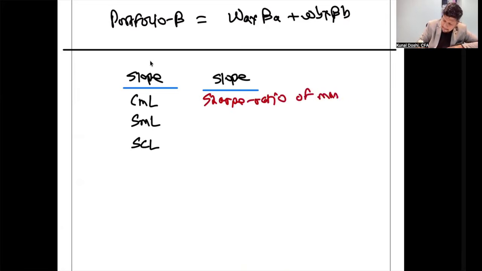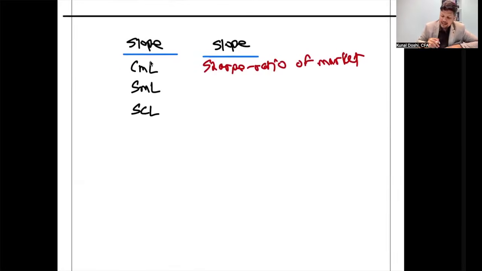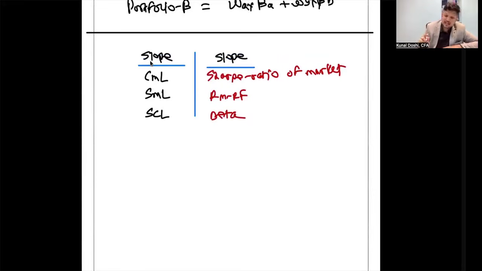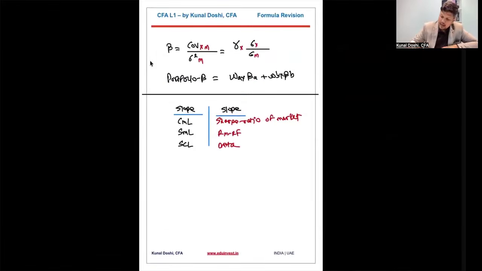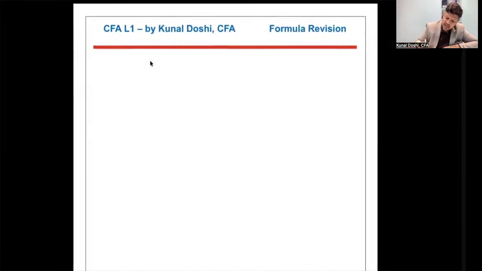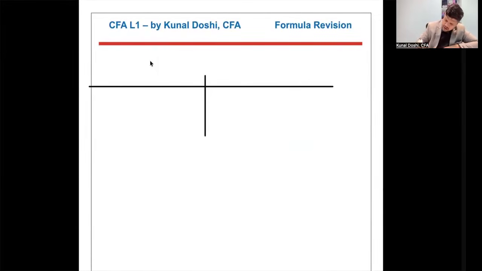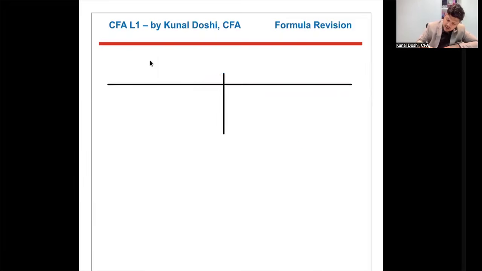All right, everyone. The slope of SML is RM minus RF, and the slope of the security characteristic line is beta. It's in my notes, but please keep it in your head. All right, everyone. Now, final thing, we've already calculated the Sharpe ratio. Similar to the Sharpe ratio is which ratio? Everyone in the class. Similar to the Sharpe ratio is the Treynor ratio.